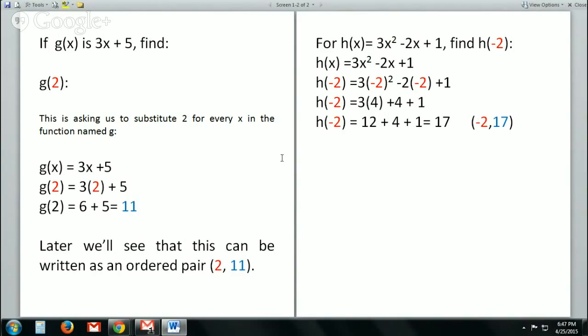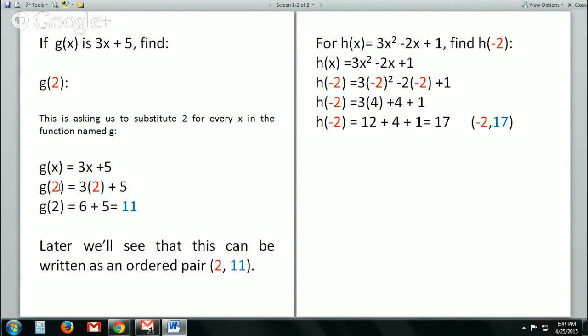Let's talk about finding the value of a function that we've been given when we're also given a value to substitute in. Here we've been told that g of x is 3x plus 5, and we've been asked to find g of 2. This is asking me to substitute 2 in for every x in the function that is named g. G of x was 3x plus 5.